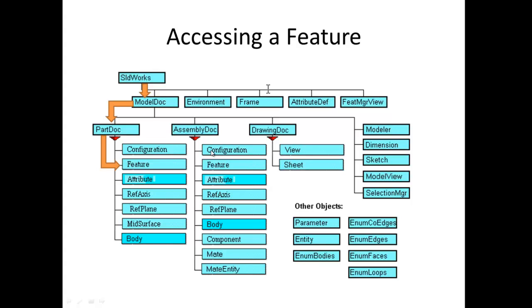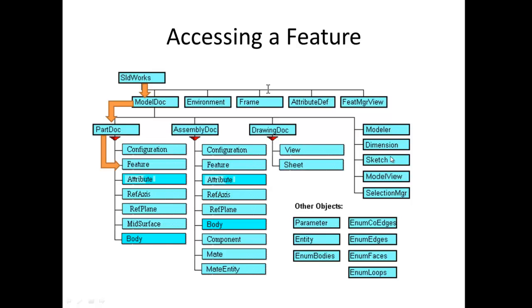Now, if you look at this, you notice that there are some of these branches going off to the right, which are right from model doc. They're not part of part doc, assembly doc, or drawing doc. These branches right here are basically what is common across all three documents. For example, in any type of document, part doc, assembly doc, or drawing doc, we can create a sketch.